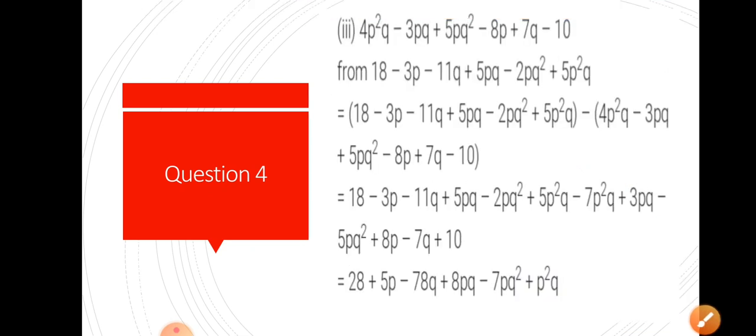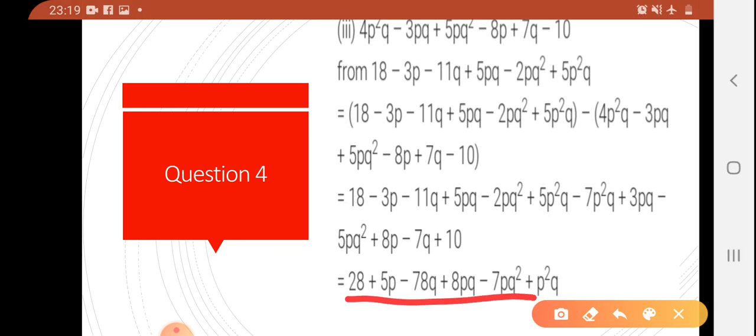In the same way, the next question: 4p² − 3pq + 5pq², subtract 8p + 7q − 10 from the other expression. Again we will write the second expression first and then minus the first expression. The sign of the first expression will change, and then we will get the answer by solving.